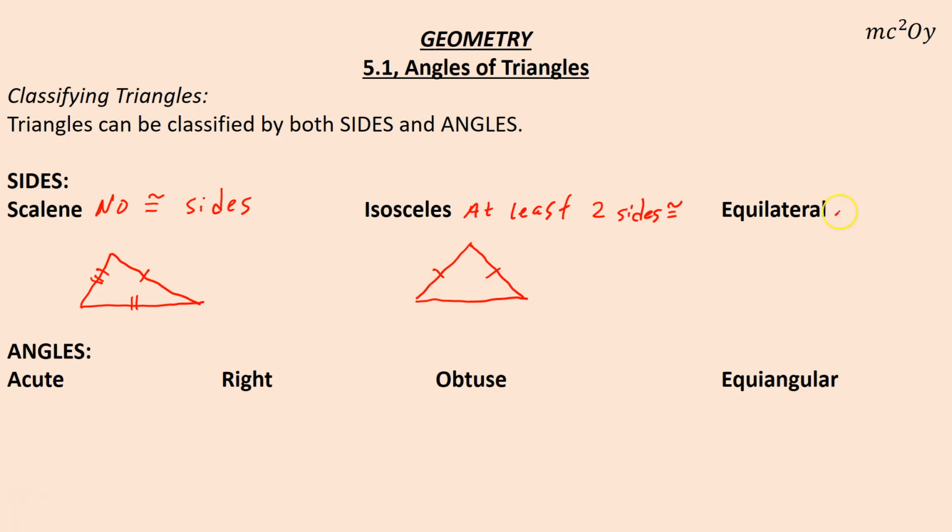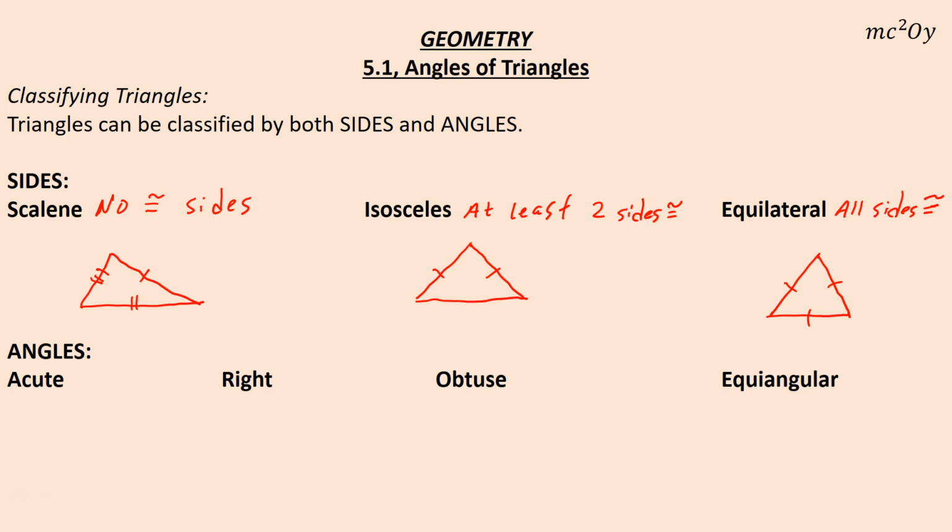And then an equilateral triangle has all three sides congruent. Okay, and so your equilateral triangle may have markings like that. And just note that an isosceles has at least two sides congruent. Therefore, technically, an equilateral triangle is isosceles. It's just a special type of isosceles triangle. It's an isosceles triangle with three sides congruent. Okay, and then we can classify by angles.